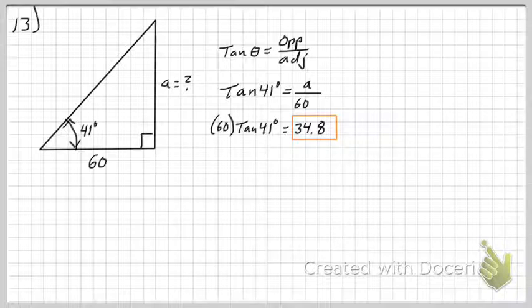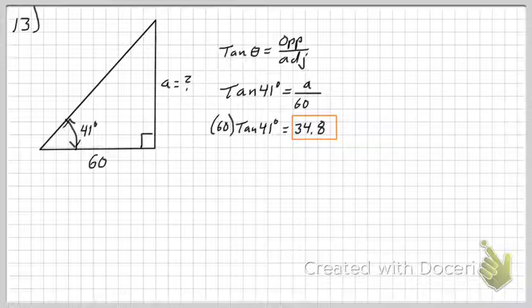This is part 2 of our warm-up exercises that we're using for a test review for Chapter 5, Sections 5.1 to 5.4. And on the last video, we finished off with number 12. Let's look at number 13, just solving for a right triangle using trig functions.